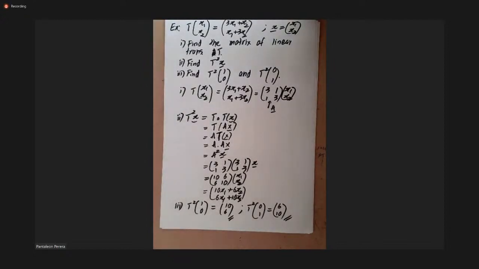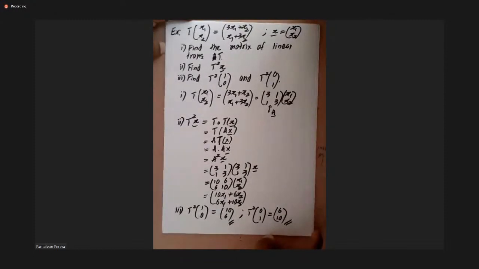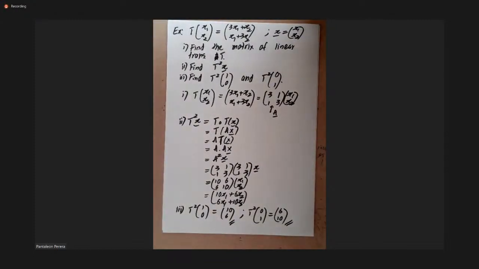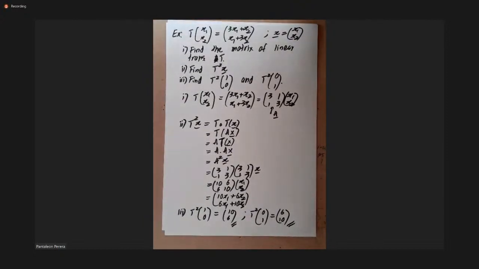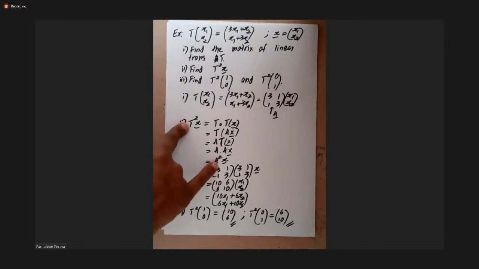I hope you have some idea now. It's not a full solution because it's just to give you some idea, because you have no clue. You can always use this one: T squared x is A squared x. T cube x is A cube x. Like that.